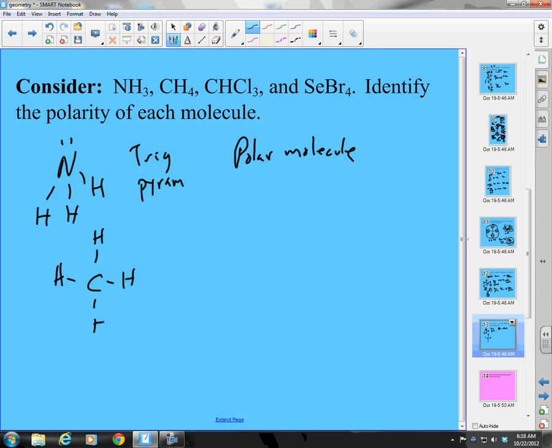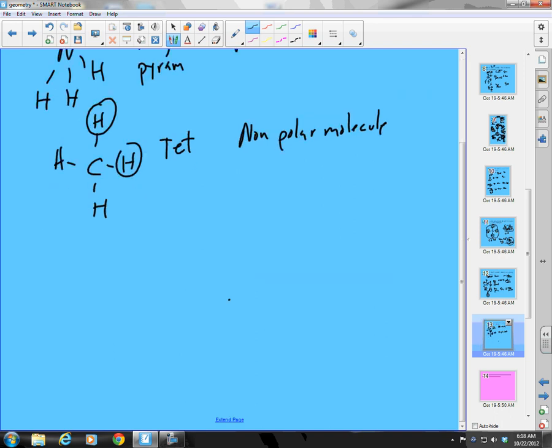Methane looks like a 4-0. That means it's tetrahedral. I have the same atoms surrounding it, so this is a non-polar molecule. Wunderbar. Good. What about this thing? CHCl3. You know what? I think I drew that wrong last time. I think I drew CH3Cl. In any case, here we go.